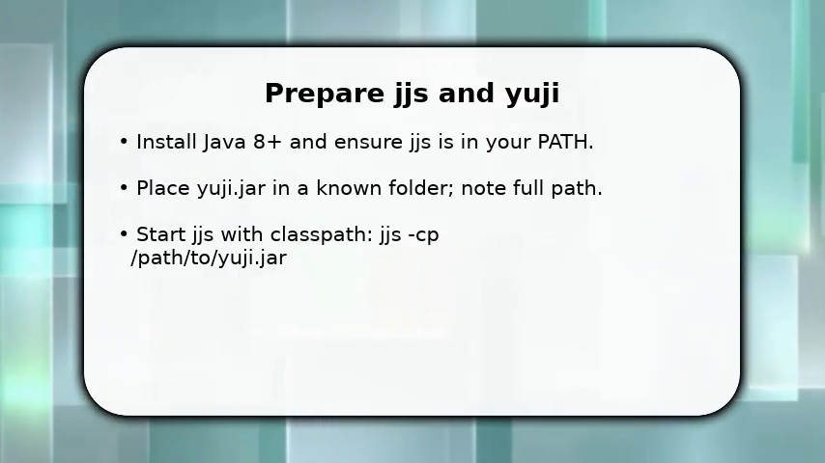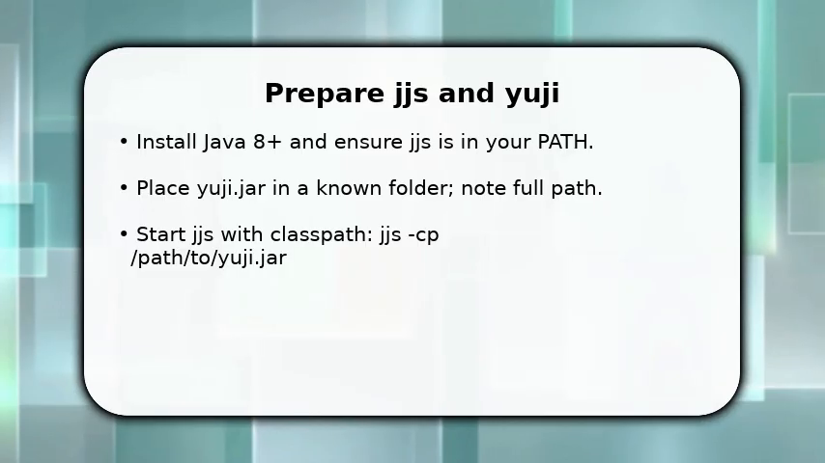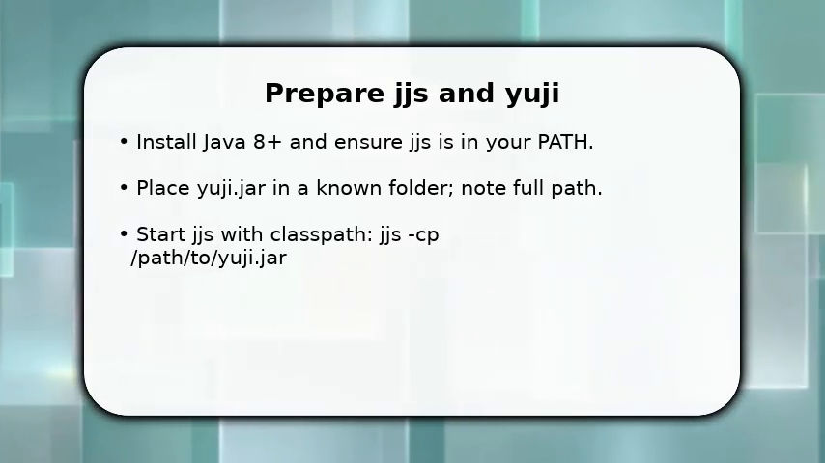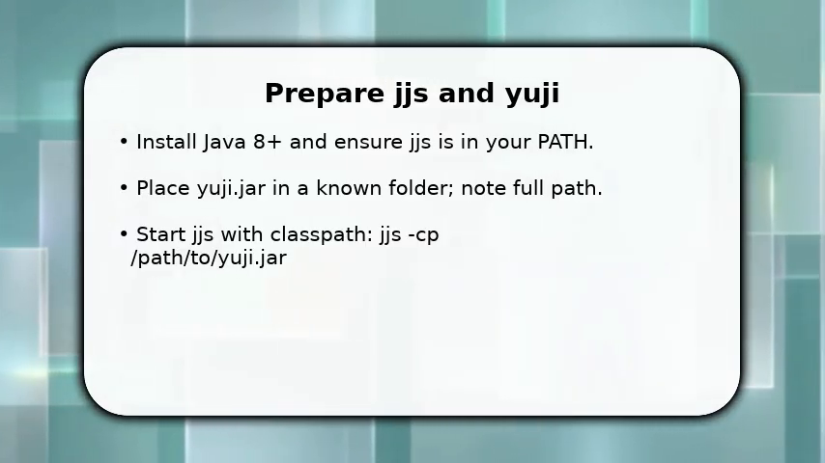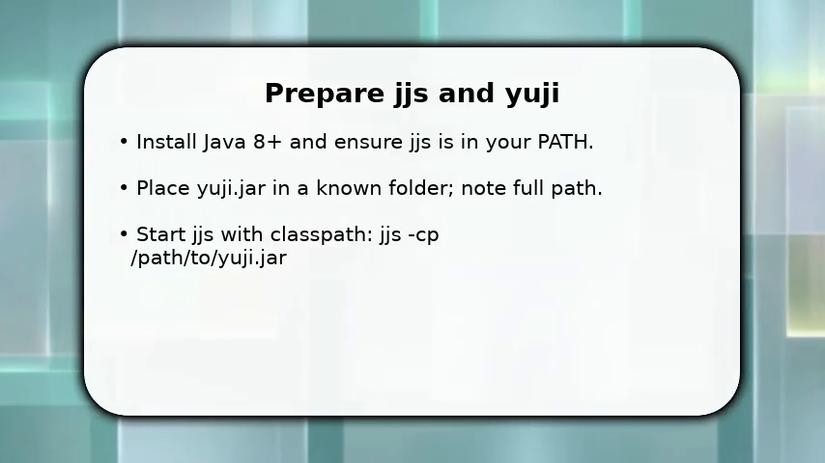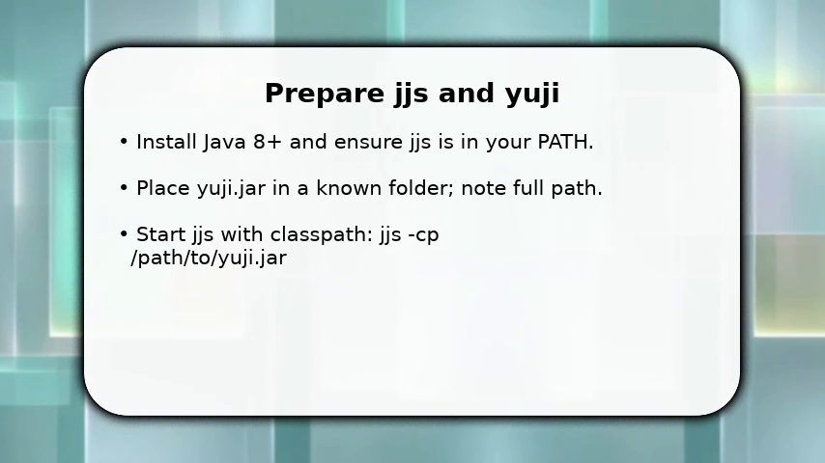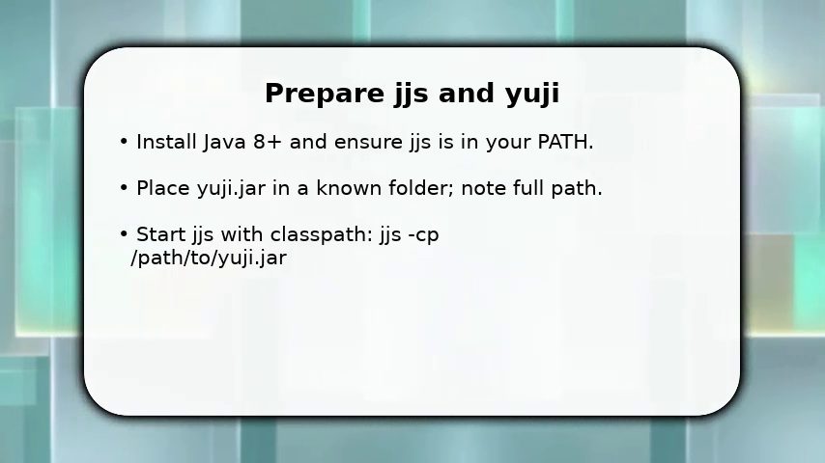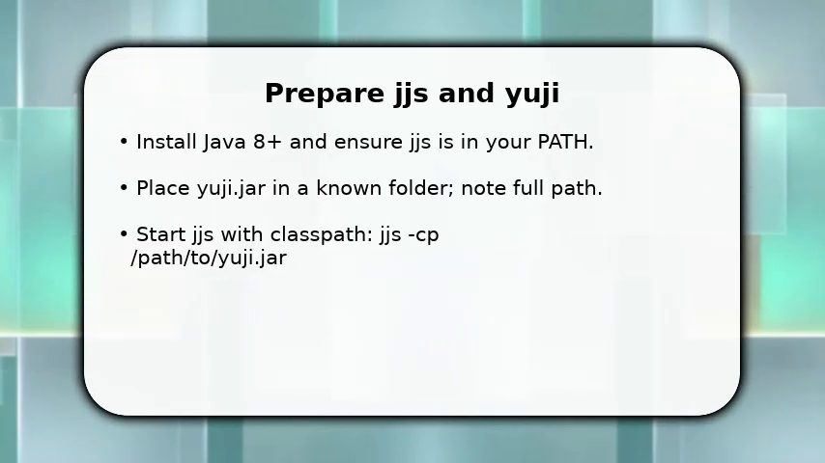Now launch JJS with the class path flag. For example, jjs -cp /path/to/Yuji.jar. This tells the engine where to load Yuji classes. Do this first, so subsequent steps run without class loading errors, and you don't waste time troubleshooting environment issues.